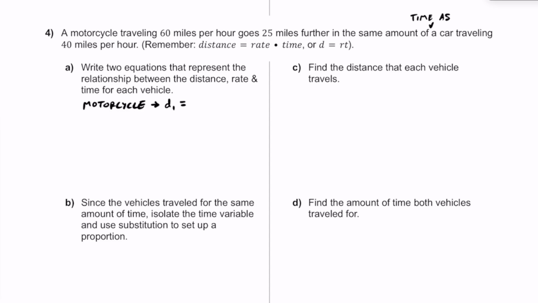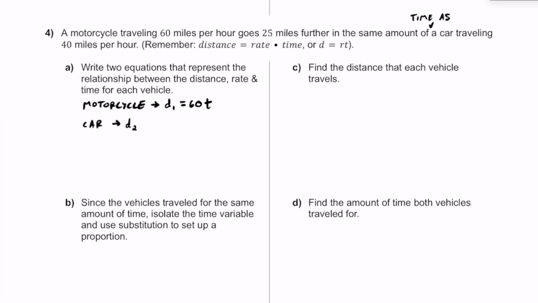times time. Well, what's the rate of the motorcycle? It's going to be 60 miles per hour. And what's the time for the motorcycle? Well, we don't know what that is just yet. So I'm just going to say 60 multiplied by T. As for the car, we don't know the distance it's going to be traveling, but it's going to be different than the distance of the motorcycle. So I'm going to call that D2 for now.